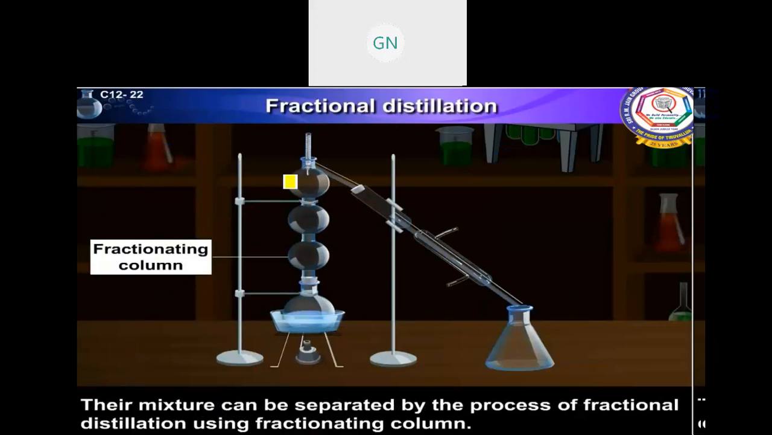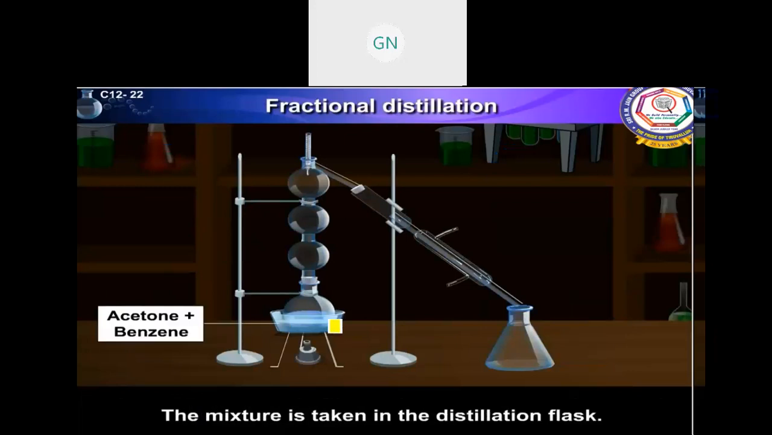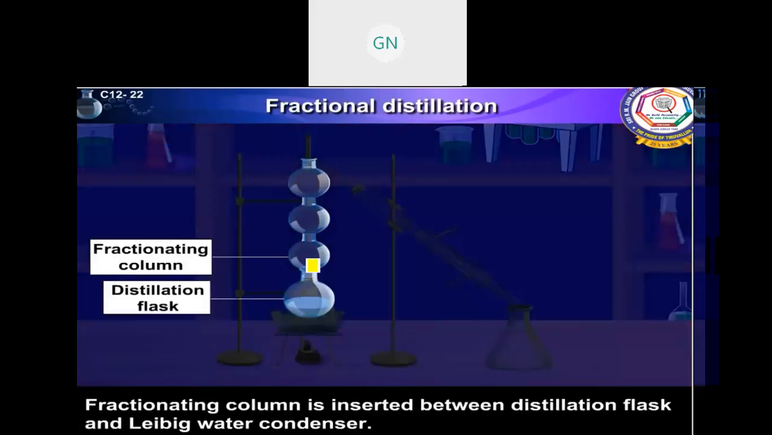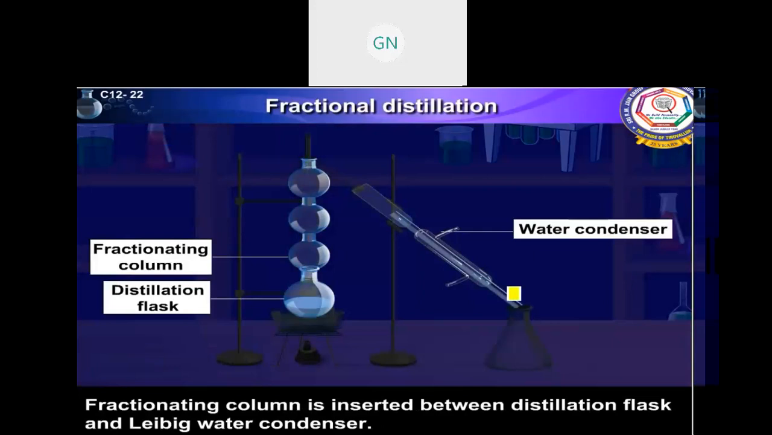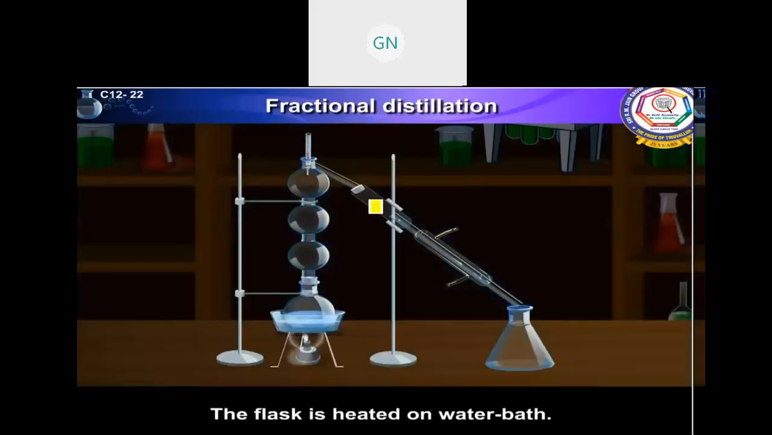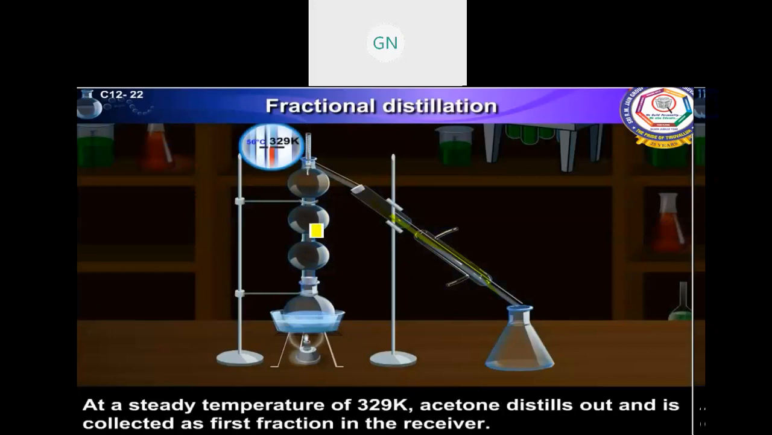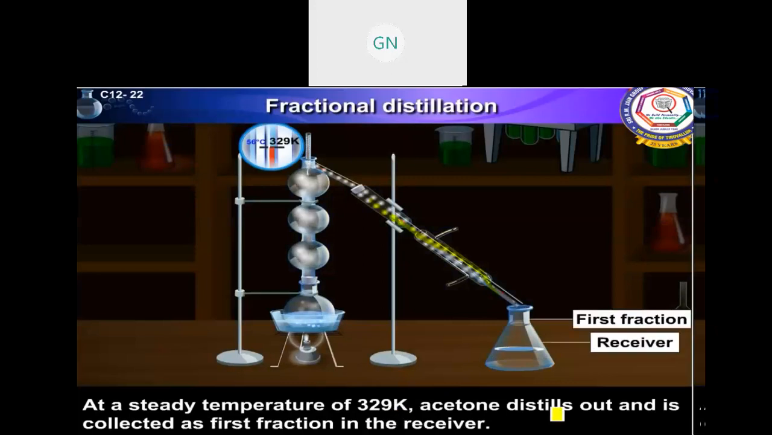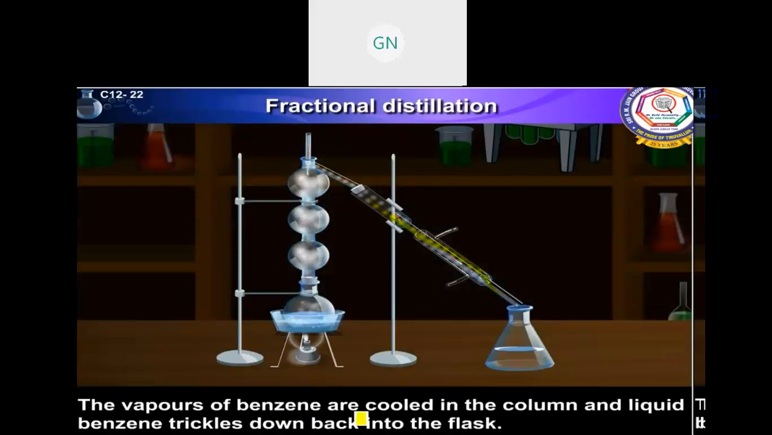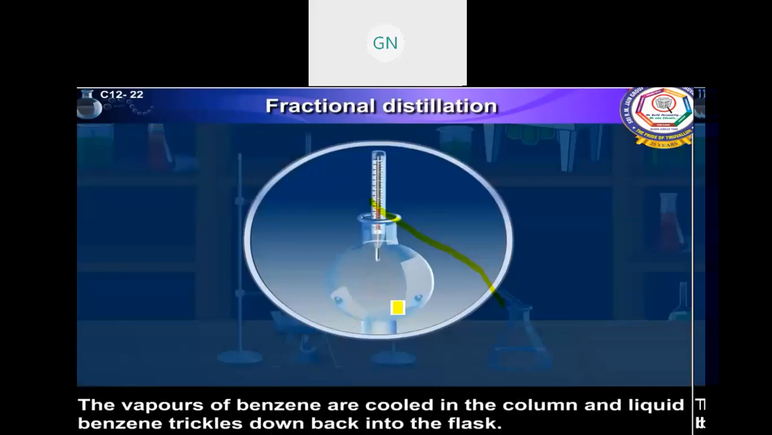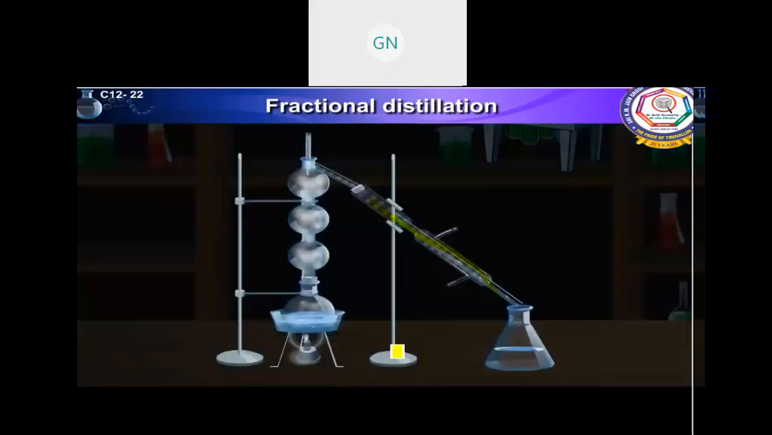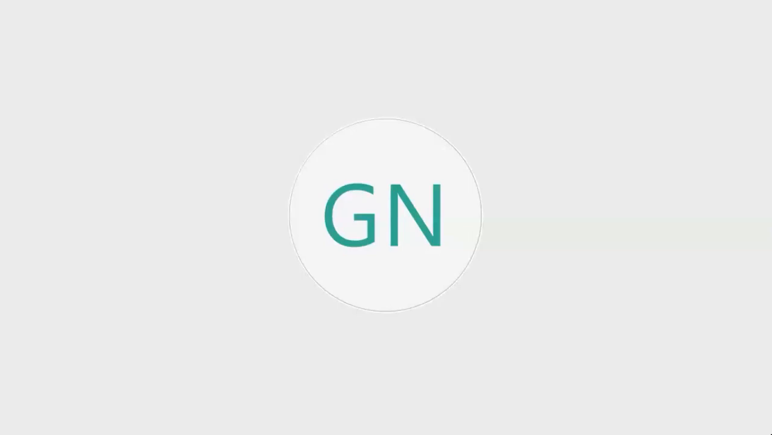This is the fractional distillation apparatus. We take a water bath, and in it a mixture of acetone and benzene, and this is the fractionating column and water condenser. You heat the mixture and fix the thermometer so that you can see the temperature. Acetone distills out and is collected in the first fraction. The vapors of benzene are cooled in the column, and liquid benzene will be there in the fractionating column.